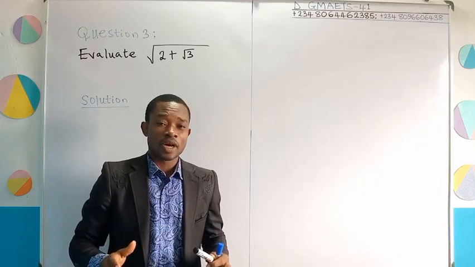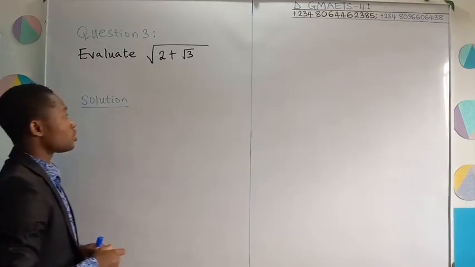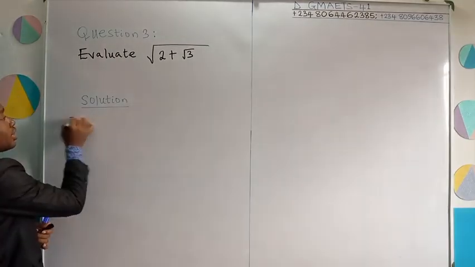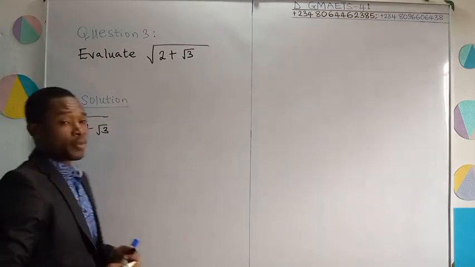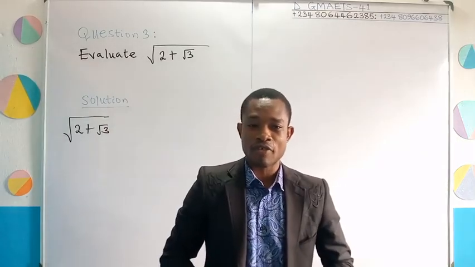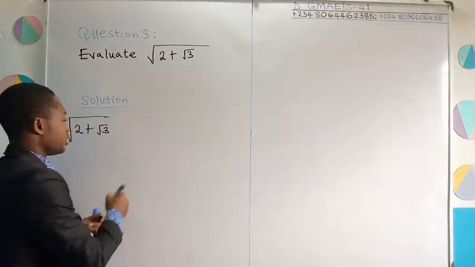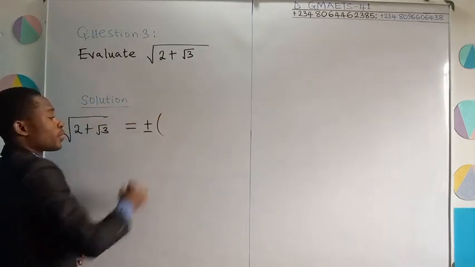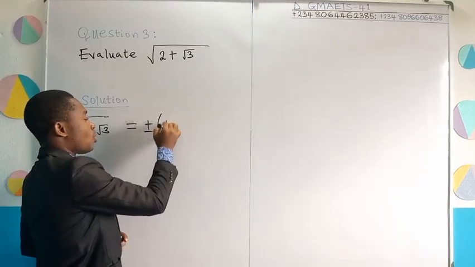In this question here on the board, we are to evaluate square root of 2 plus root 3. How do we go about dealing with this question? It's a simple process. We're going to use the Omaka's square root of self-factorization theorem to deal with this. And so quickly, I will make this equal to plus minus square root of x plus square root of y.